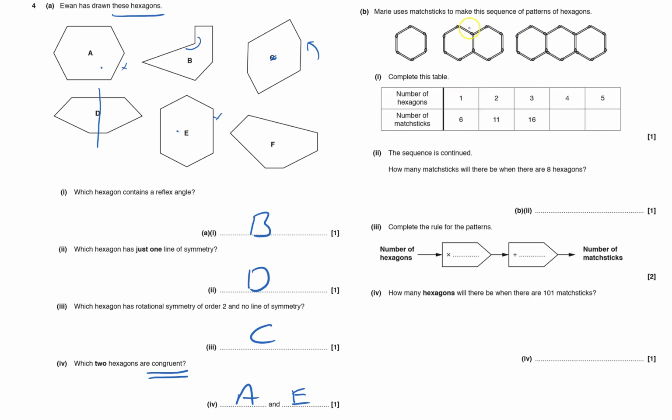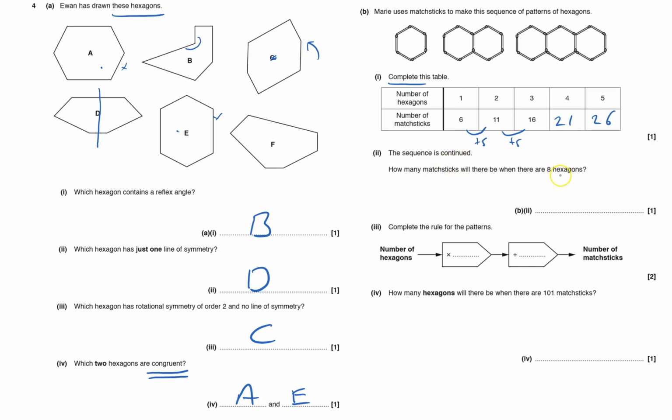And so you've got a table, matchsticks used to make a sequence of patterns of hexagons. That's what it says, and what's happening here, that goes up by 5. Actually, so does that. So that's going to be 21. I've got to complete the table. 21 and then 26. The sequence is continued.